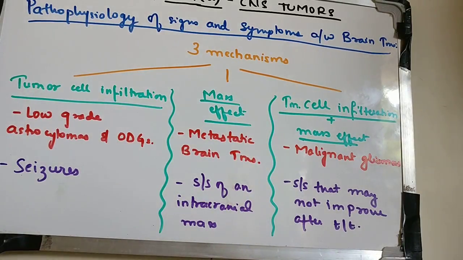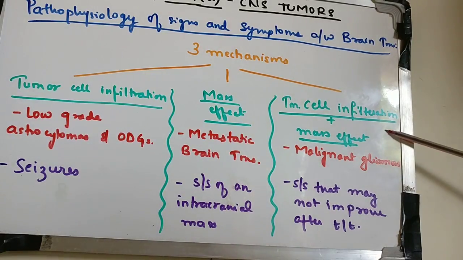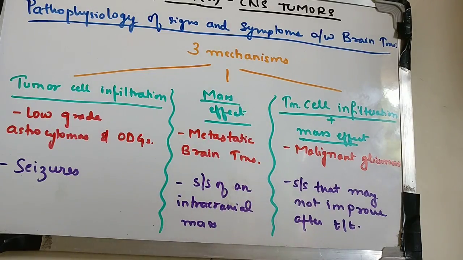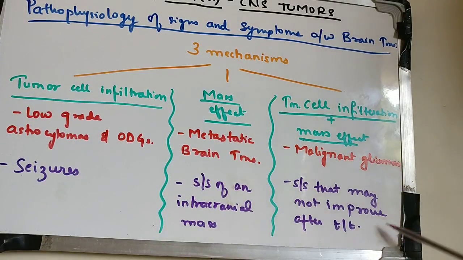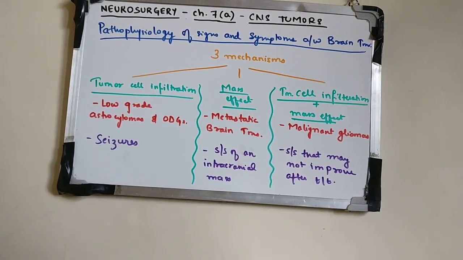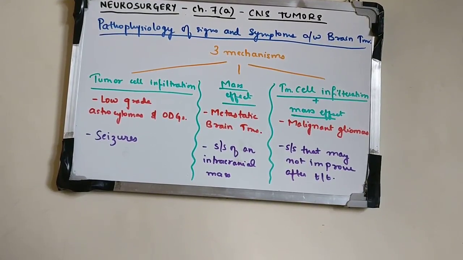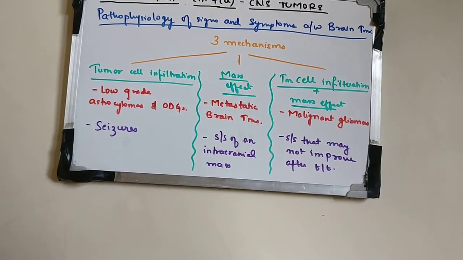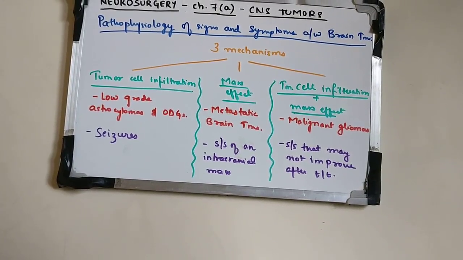Now your malignant gliomas, okay, they are malignant. They are going to behave in a combination of tumor cell infiltration and growth as a mass, destroying the surrounding neuropil. Neuropil is your normal brain parenchyma. Now malignant gliomas are going to behave in this fashion and they are going to produce symptoms and signs that may not improve even after treatment. You're not going to have a good prognosis. One more thing about these mechanisms, although each mechanism takes place independently, there is considerable overlap between the three mechanisms, and as the tumor evolves, all three mechanisms are going to come into play.